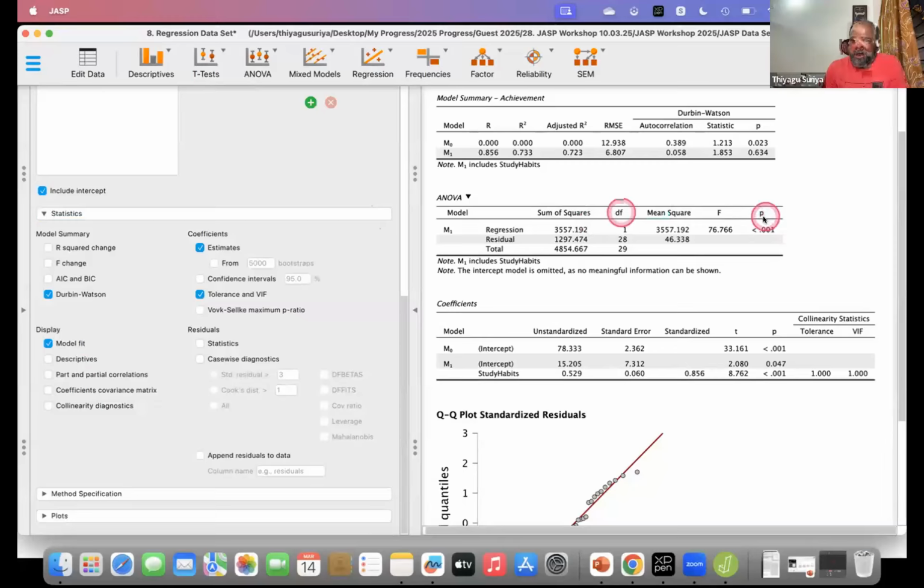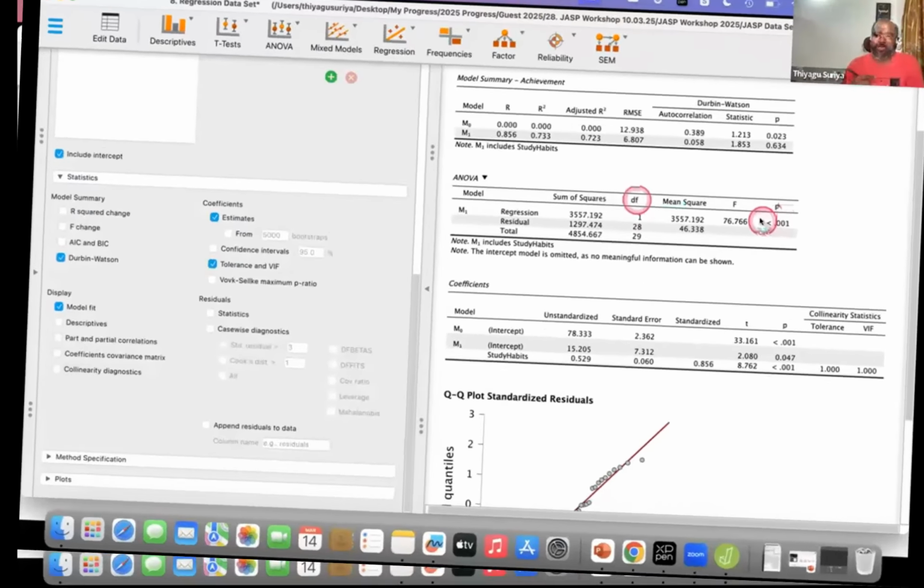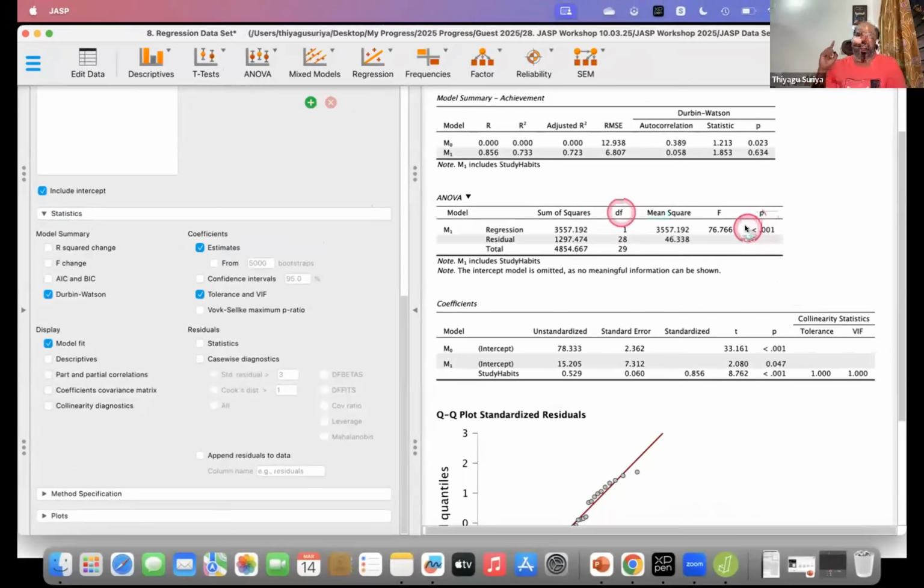This is called model fit. Whether the hypothesized model is satisfied or not. But what is my null hypothesis? There is no significant contribution of study habits on achievement.